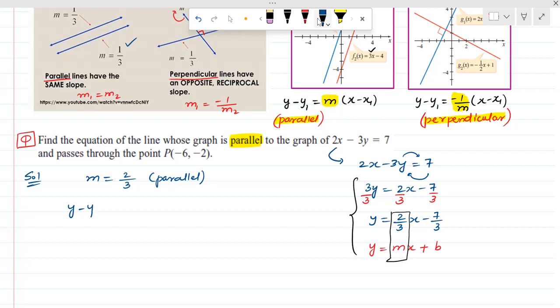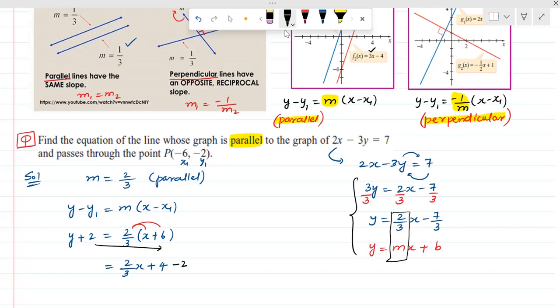the equation is given by y minus y1 equals m times (x minus x1). Y minus y1. What is the y1 value? This is the x1, y1 value. So y1 is minus of minus 2. It is 2 over 3 times x minus, here the x1 is also negative, so it becomes plus. Now multiply this part. So what is the multiplication here? We have 2 over 3 x plus, if you multiply, you will get 12 over 3. 12 over 3 is 4, and move this to that side, it becomes minus 2.